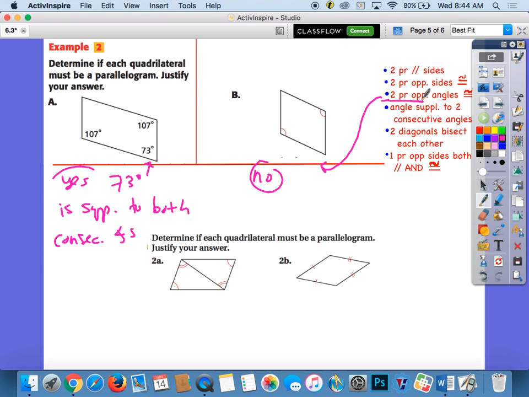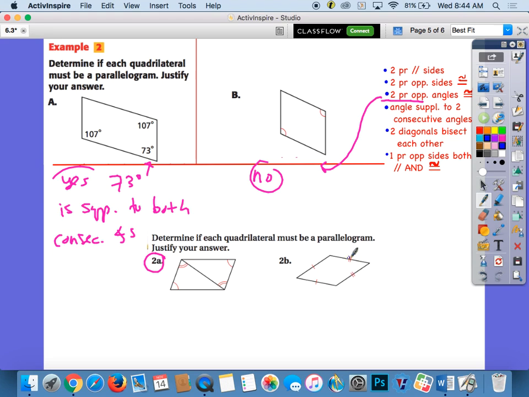So again, this is where you're going to have to memorize or really know these different properties so that you don't get them confused when you're looking at your drawings. And this is what we'll practice on our homework as well. All right, let's go ahead and check out this one here, guys. This one's a little different, so we're going to talk about this last. Let's look at 2B.